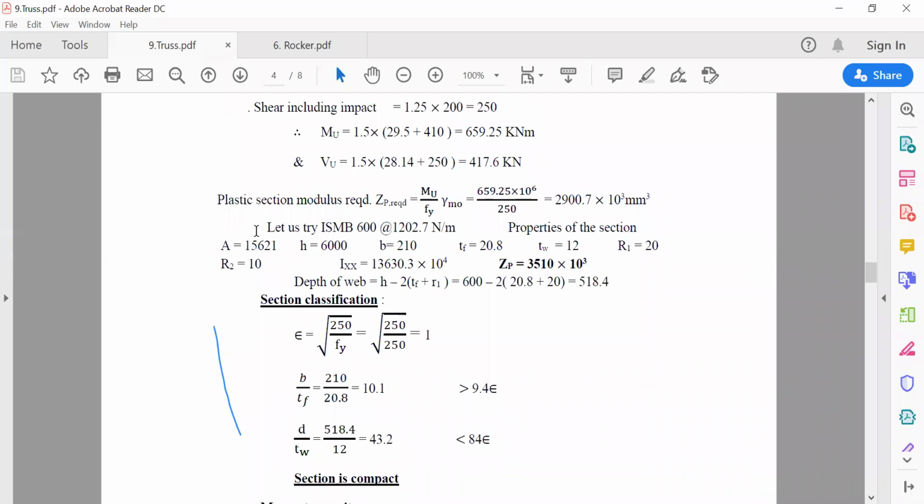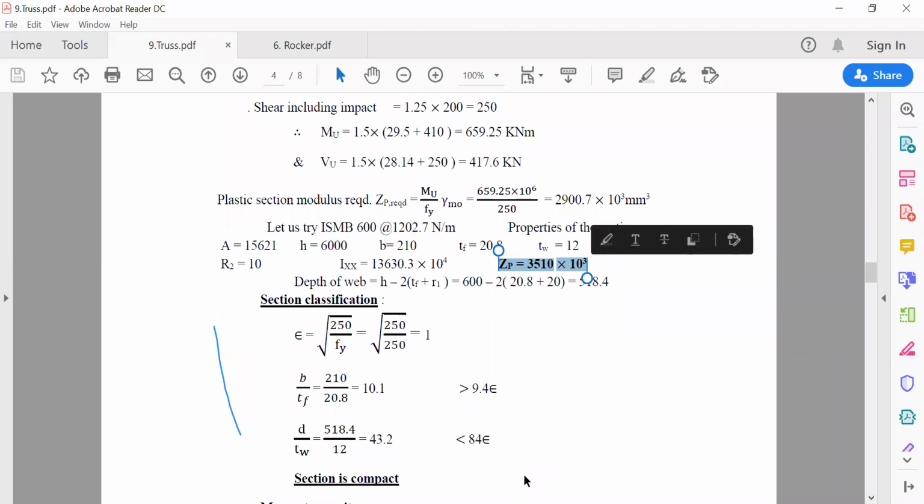Then you have to go to IS 800, to the table at the back side, and see which section has a higher plastic section modulus. So here they selected this one, which has a higher section modulus. First find the required plastic section modulus, then select an I section whose plastic section modulus is higher.